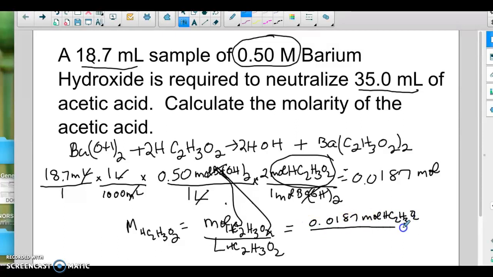So then I know my liters, I have 35 mils, I know which one to use, of acetic acid. And I would convert that to liters. So now I can just divide, and I get 0.53 molarity. So I hope that helps, and if not, come see me for some help.